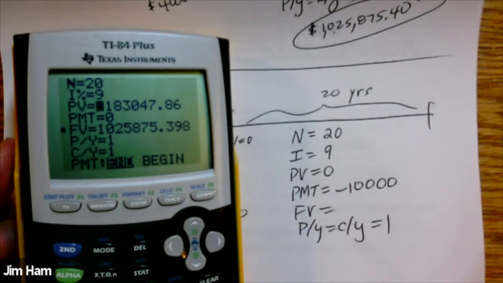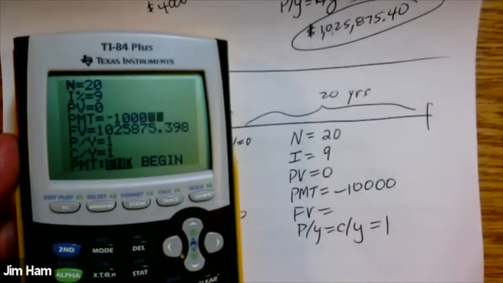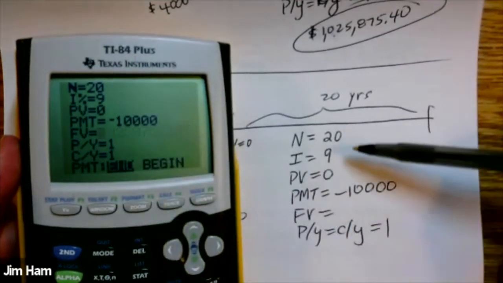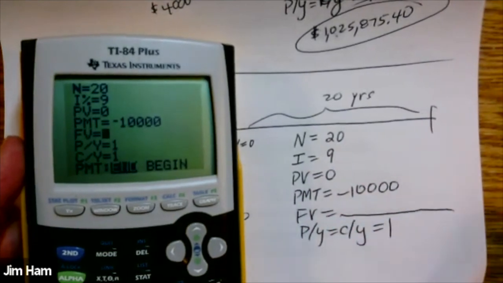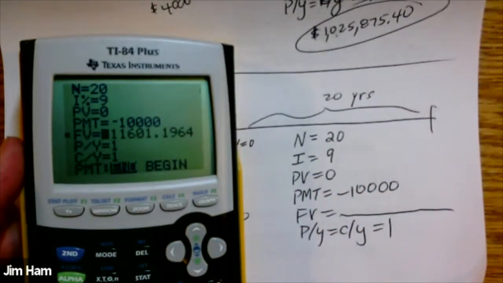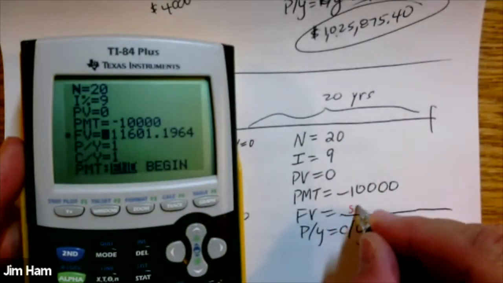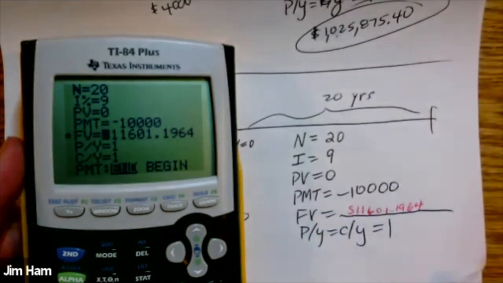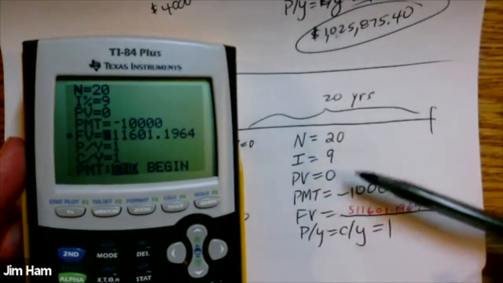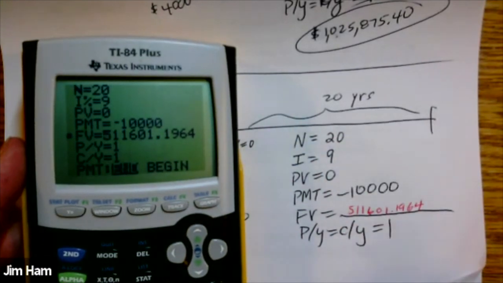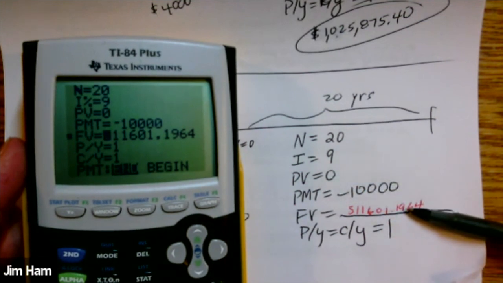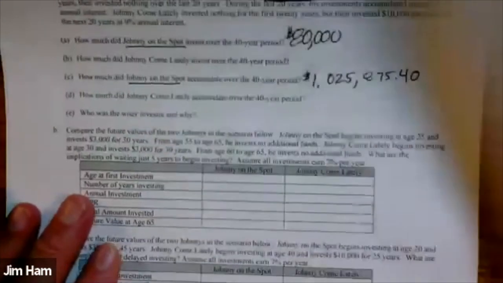So we start with 0. We make payments of $10,000 per year. So everything is set up. And then Johnny come lately will make this amount of money. Still very nice. That's about $500,000. So if we just consider Johnny come lately as an individual investor, if you can put away $10,000 for 20 years, you'd have to have a nice interest rate here, but you could end up with $500,000. So let's finish up.